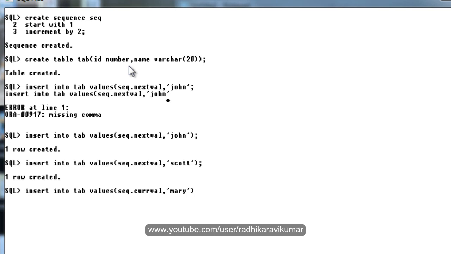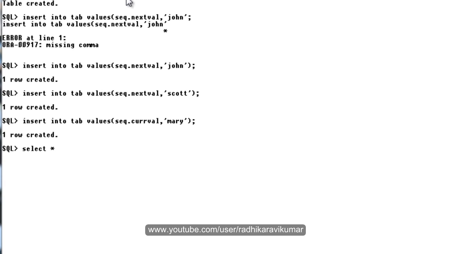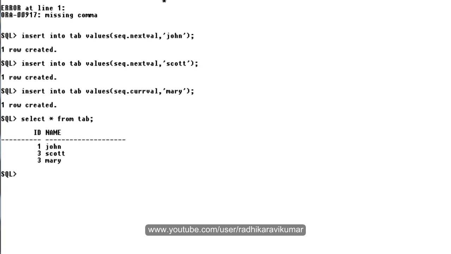Now let us select star from tab. You can see it started with one from the sequence generator, as I said, start with one. It has given the ID as one first, with the name John. Then in the next row, the value is given as 3 because I have said increment by 2, that is 1 plus 2 is 3. So it's given as 3, and then the name is inserted.